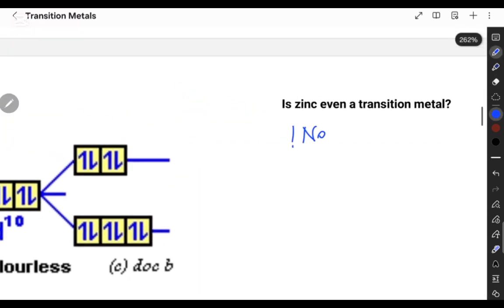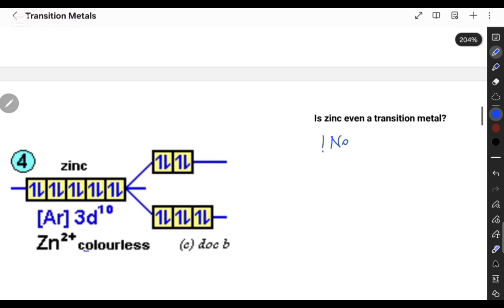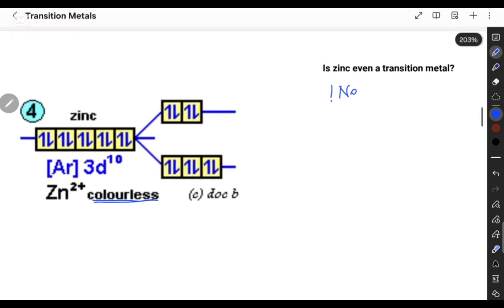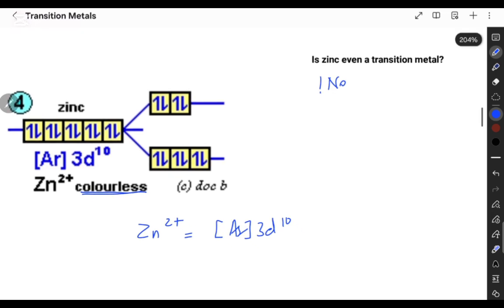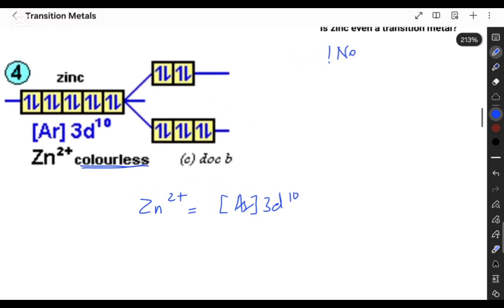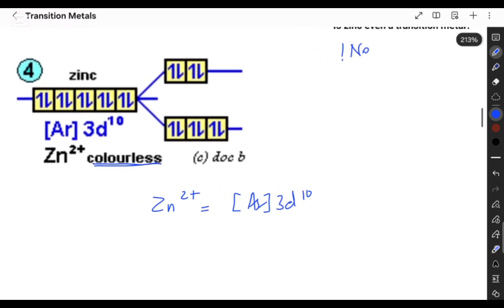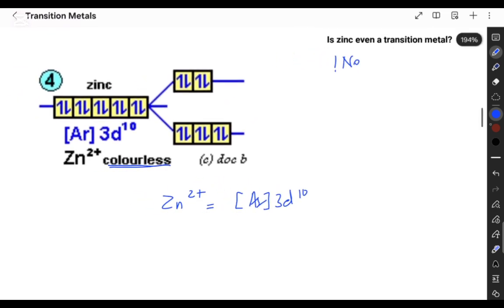Now, one of the major things we'll see in reactions of zinc is that zinc is always colorless. It forms Zn2+ with the electron configuration of [Ar] 3d10, where the 2 electrons removed are from 4s. If further electrons were to be removed, they would be removed from 3d. But the stable ion that zinc forms is Zn2+, right?